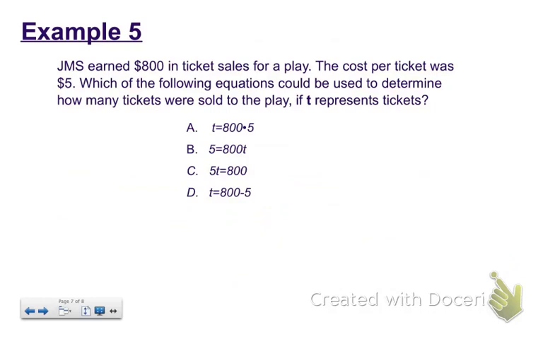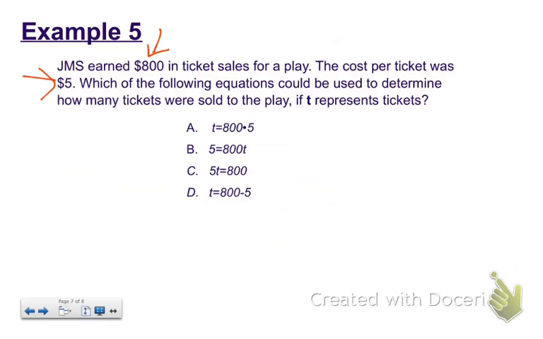Okay, example 5. Jefferson Middle School earned $800 in ticket sales for a play. The cost per ticket was $5. Which of the following equations could be used to determine how many tickets were sold to the play if T represents tickets? Okay, so whenever you have a total and then a rate, like $5 a ticket, in general, you're going to want them on opposite sides of the equal sign.